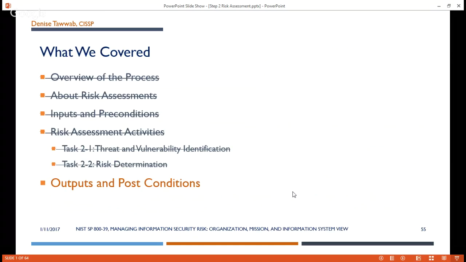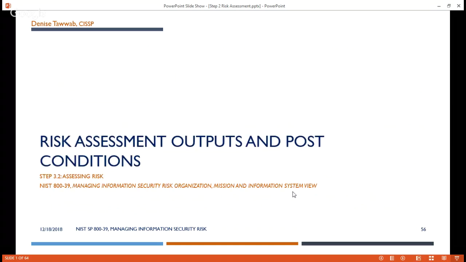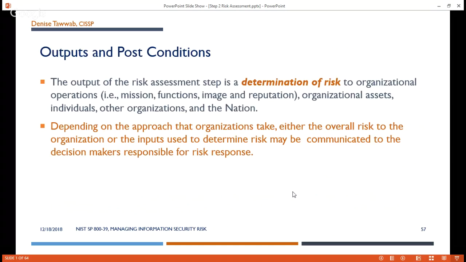Finally, as it relates to risk assessments, we're going to look at the outputs and post conditions. So all of that wording and all of that work, what do we get? The output of the risk assessment step is a determination of risk. Depending on the approach that organizations take, either the overall risk to the organization or the inputs used to determine risk may be communicated to the decision makers responsible for risk response. And again, the output of the risk assessment step is a determination of risk to organizational operations, assets, individuals, other organizations, and the nation.